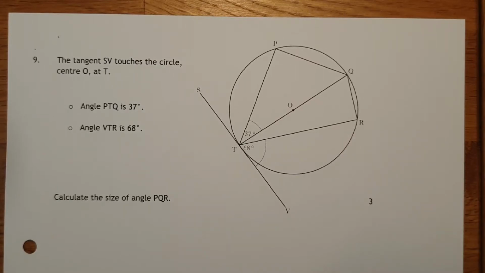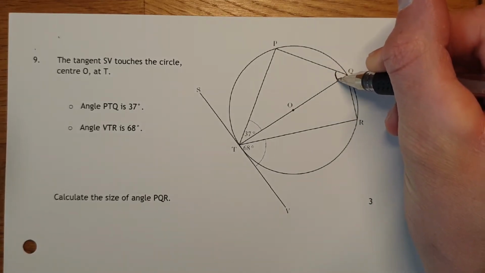National 5 Maths, Practice Paper F, Paper 1. Now in question 9 we've got to find the size of angle PQR. So PQR is this angle here.